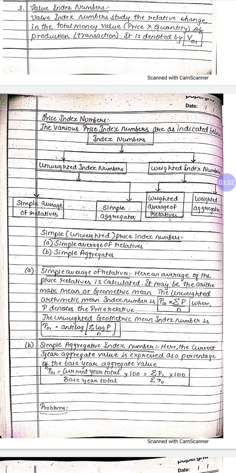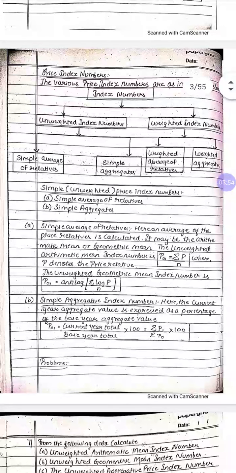First going for unweighted. In unweighted, simple average of relatives is the arithmetic mean and geometric mean. Here we will be using log and anti-log. Then simple aggregative index number is where current year total divided by base year total we will be taking.